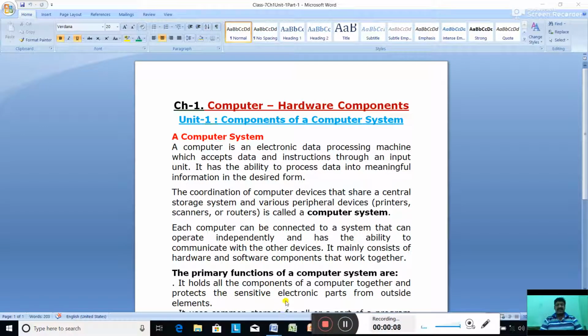Today we're going to start the first term's computer syllabus of class 7. The first chapter is computer hardware components. It is divided into two units. The first unit is components of a computer system and the second unit is peripheral devices.